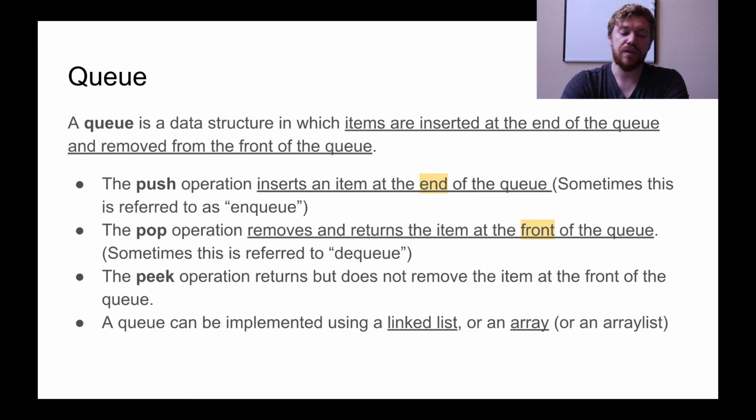And then the peek operation does the same. It returns but does not remove the item at the front of the queue. It allows you to peek at the next element to be removed. And a queue can also be implemented using other data structures, such as an array list, or an array, or a linked list.